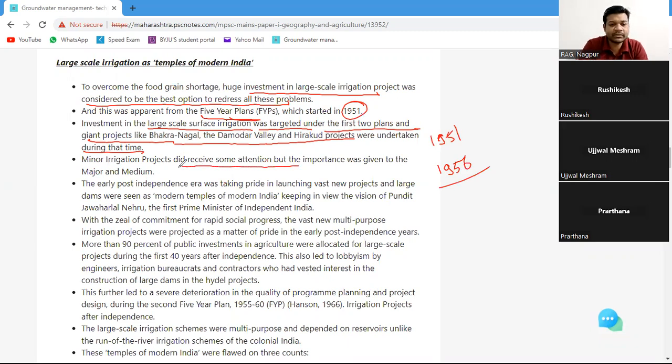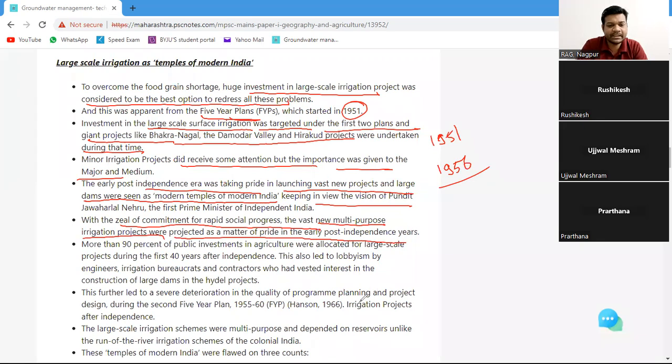Minor irrigation projects did receive some attention, but importance was given to the major and medium ones. The early post-independence era took pride in launching vast new projects and large dams, seen as the modern temples of modern India, keeping in view the vision of Pandit Jawaharlal Nehru. With a zeal of commitment to social progress, multipurpose dams and irrigation projects were a matter of pride in the early post-independence years. But many of the projects were started and never completed.